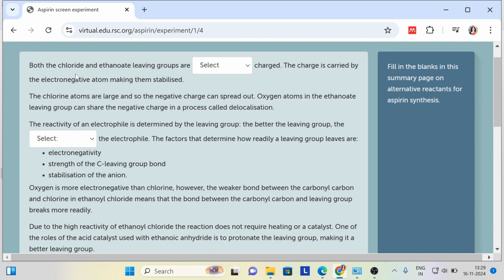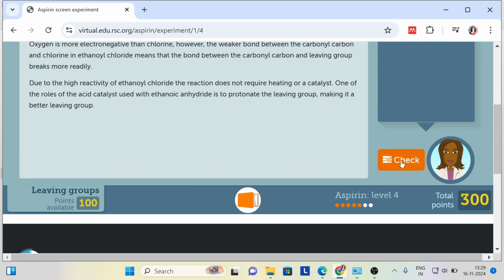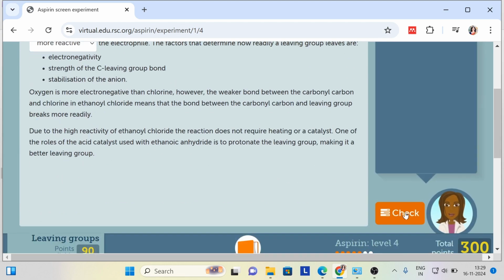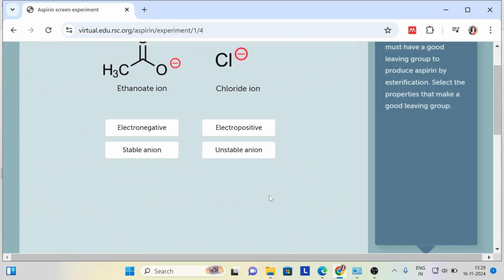We have to fill in the blank. Both the chloride and ethanoate leaving groups are negatively charged. Obviously I'll skip the entire written portion. You may read it at your own convenience. What I'm doing is the activity. I'm just showing you how it is done. So reactivity of an electrophile is determined by the leaving group. Better the leaving group, the more reactive or the less reactive? Let us select. Obviously, the more reactive the electrophile. Going to the check button. Finish. It is working very nicely.